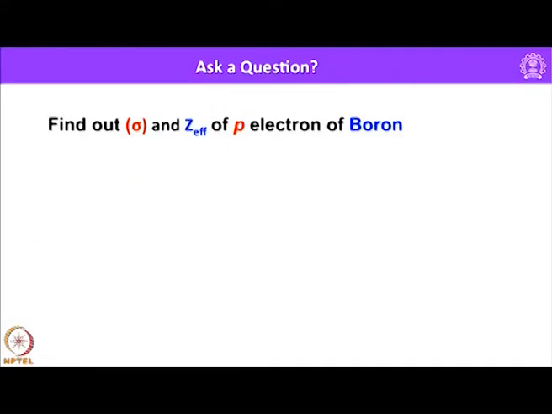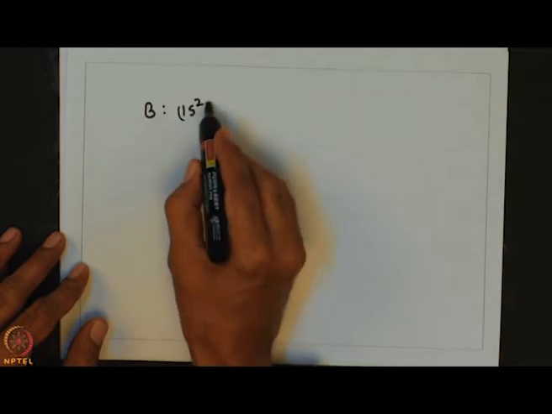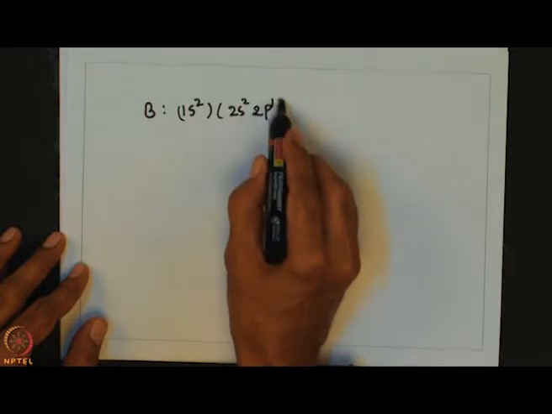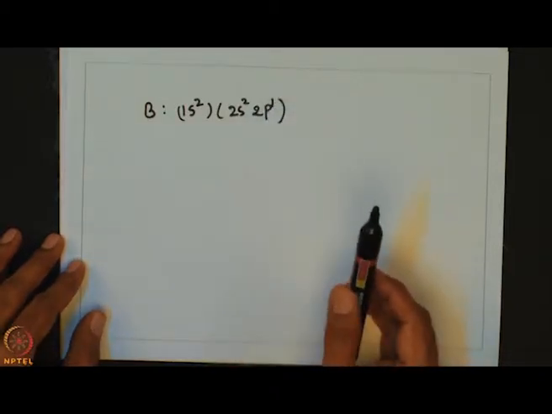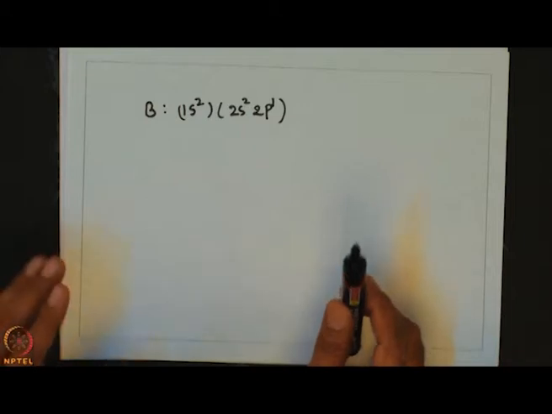So, let us look into some examples to examine the authenticity of Slater's rules. The first one is: find out the screening constant and effective nuclear charge of the p electron of boron. What we should do is first write the electronic configuration of the boron atom. So, the electronic configuration of boron is 1s2, 2s2 and 2p1. So, the consideration here is the p electron, for which we have to calculate the effective nuclear charge as well as the screening constant.